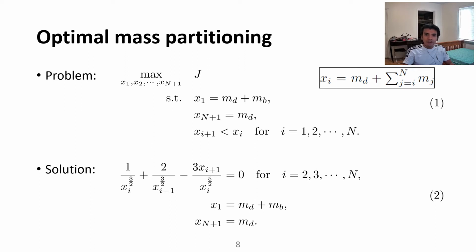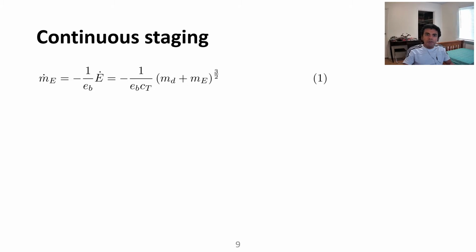This is solved analytically using the KKT conditions, and we obtain a solution in the form of simultaneous nonlinear equations, n plus 1 equations for n plus 1 variables. These in general have to be solved numerically because they involve a fifth degree polynomial for which no general analytical solution exists. We will now go through the limiting continuous case of staging.